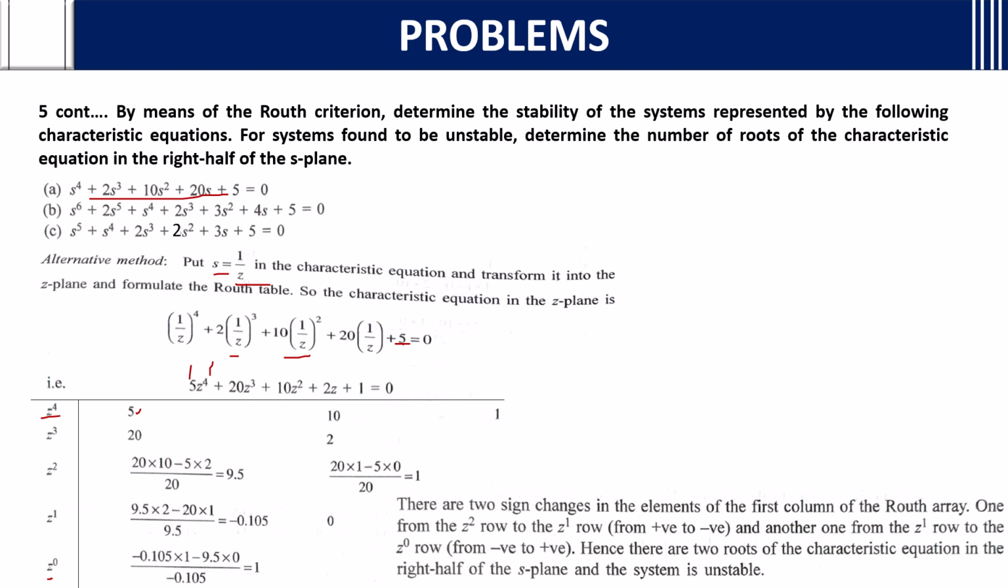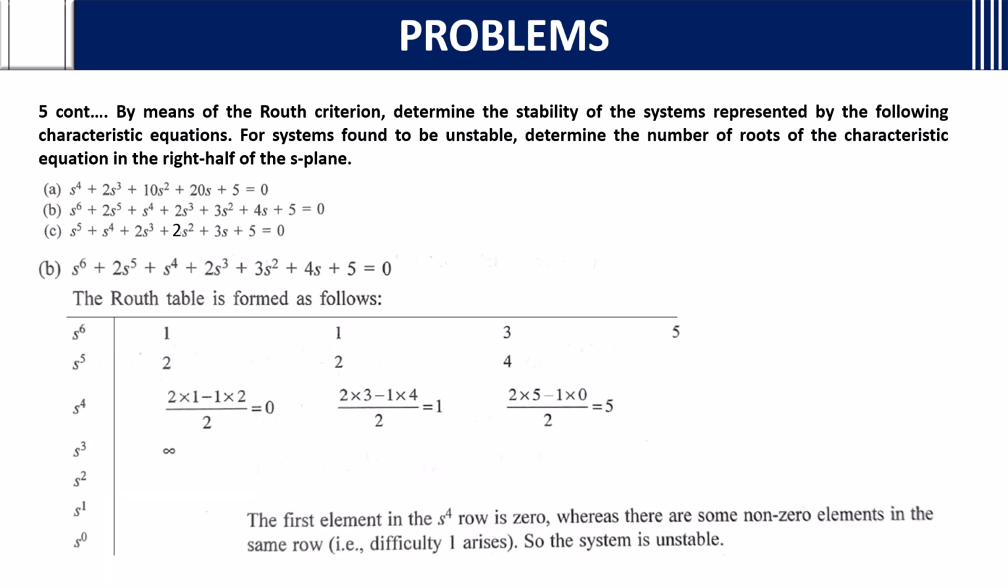But we should check for the sign changes. If you see here, it goes from positive to negative and negative to positive. So there are two sign changes in the elements of the first column of the Routh array. Hence there are two roots of the characteristic equation in the right half of the S plane, and the system is unstable. We need to find those two roots of the characteristic equation. Then after that we will go for the next question.